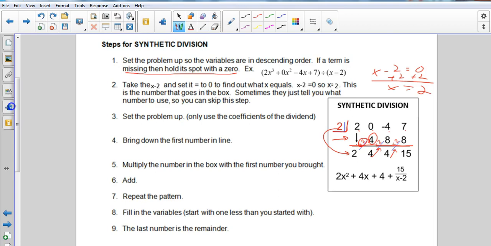We just fill in the variables with one less than you started with. So notice we started with x cubed. So our answer is going to be 2x squared plus 4x plus 4, and its last number is our remainder. Now notice, we technically write it as 15 over the divisor, x minus 2.